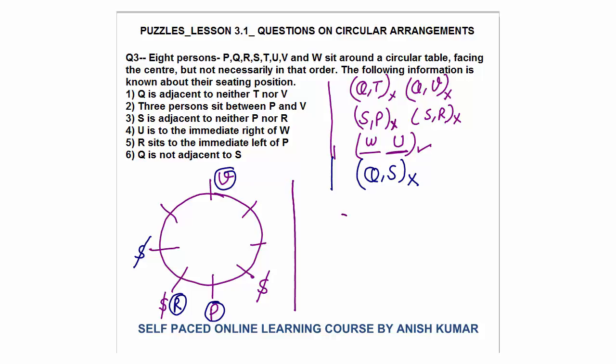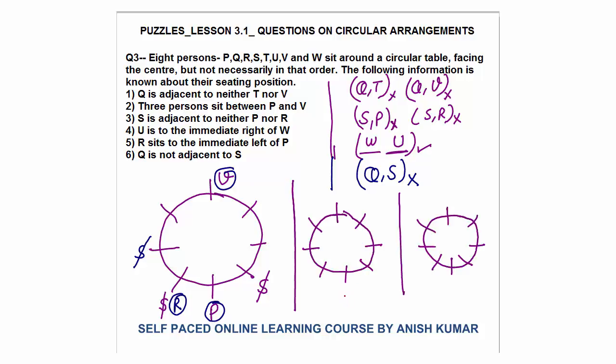So I will make two more diagrams, because I know that W and U are together. Now first let me make the diagram similar to the first one. This was P, this was R, this is V for victory. Again this is P, this is R, and this is V for victory.